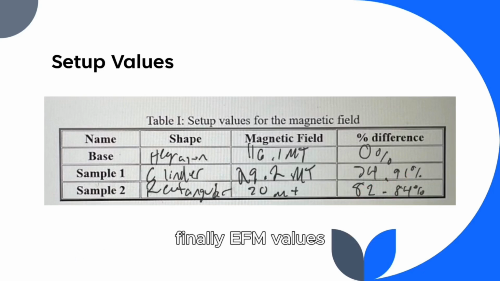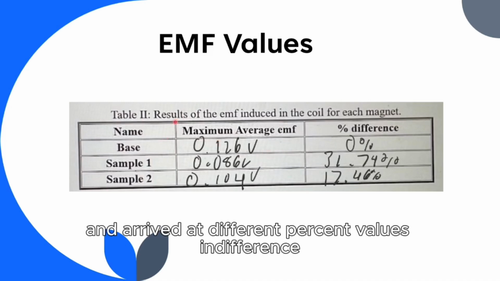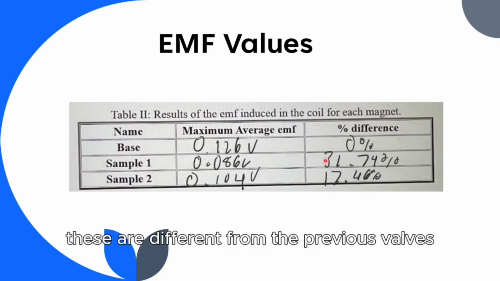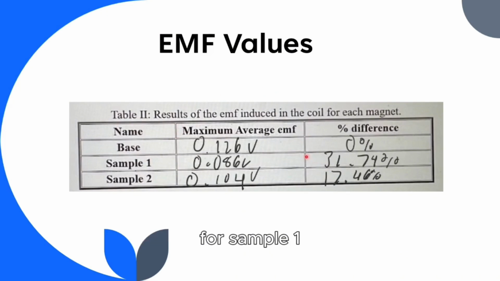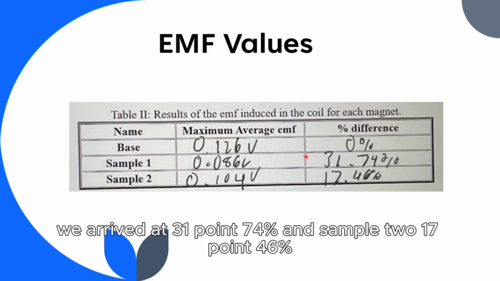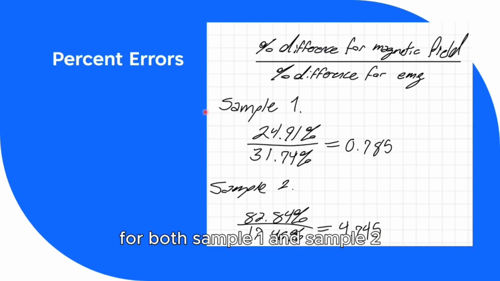Finally, EMF values, simply just the induced current. We calculated all of these and arrived at different percent values in difference. These are different from the previous values and they will be compared further on. For sample 1, we arrived at 31.74%, and sample 2, 17.46%.